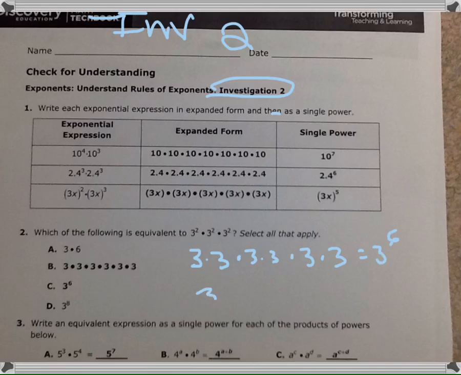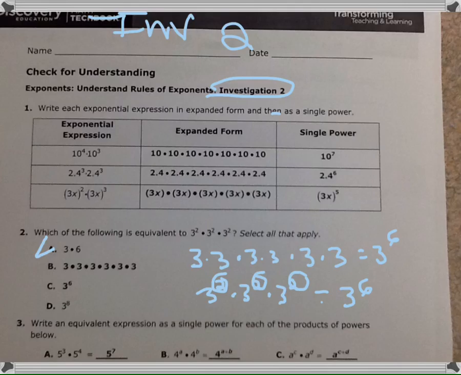Another way to look at it is 3 squared times 3 squared times 3 squared, and then add up all 3 of these squares, and 2 times 3 is equal to 6, so we'd also get 3 to the power of 6. So A is incorrect because the 6 does not multiply by the 3, it just dictates how many times 3 would be multiplied by itself.